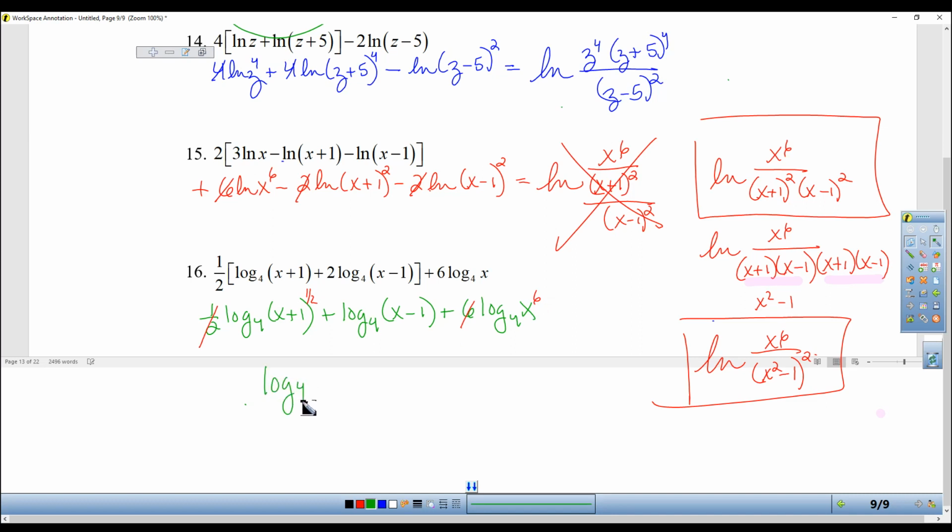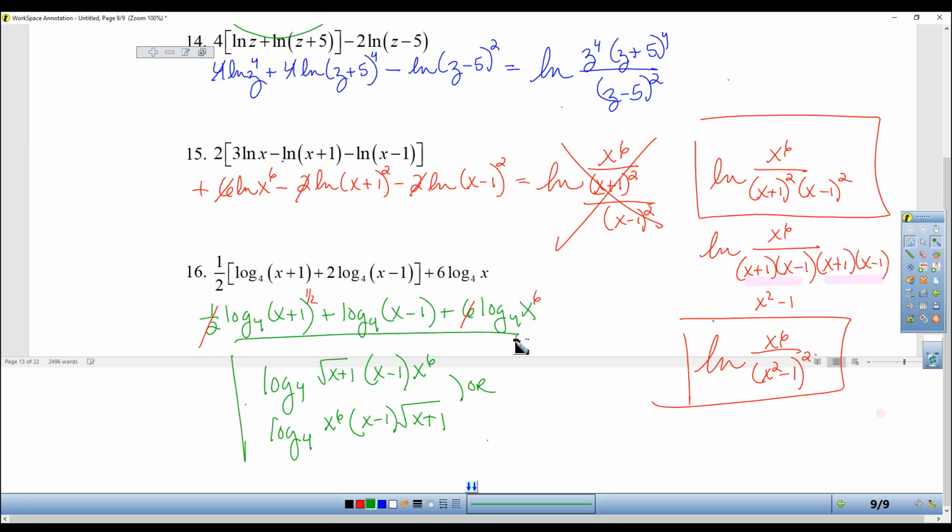Now I have log base 4, and everything's being added. So this is the square root of x plus 1. This is just x minus 1. And this is x to the 6. There is no better way to write that. However, most people will put a monomial first and a square root at the end. But I'm just going to write or. I'll take either answer. They're both fine. Sometimes kids will just put brackets around the whole thing. That's fine too. Lots of possibilities for your answers here.